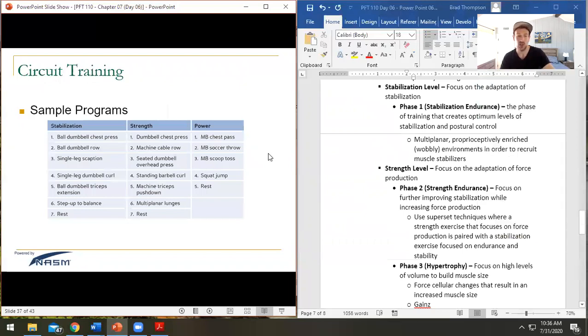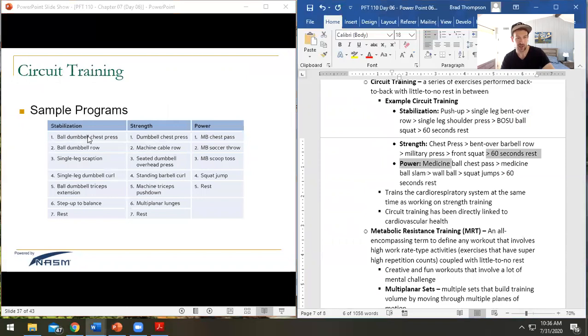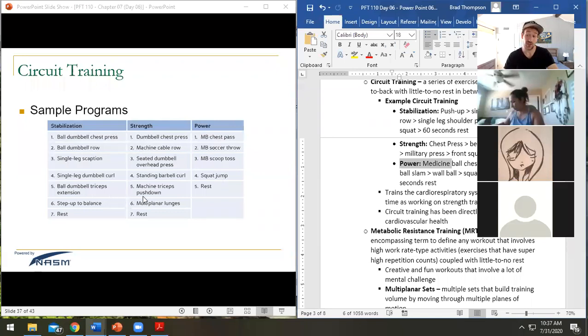So an example, like the push-up, the chest press, the medicine ball chest pass, right? So there's a ball chest press followed by a bench chest press followed by a medicine ball chest pass. Right, that would be like month 1, month 2, month 3. And that's a really effective way to train as well.